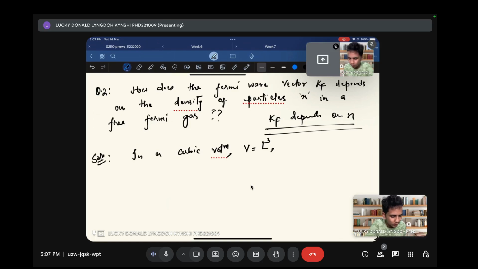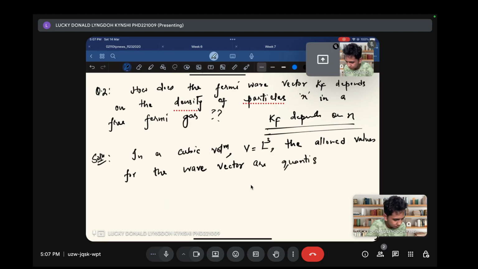Now, in k space, the allowed values for the wave vector are quantized as k is equal to 2 pi n divided by L, or I can write Ni, where Ni are integers. You can take 1, 2, 3 and so on.